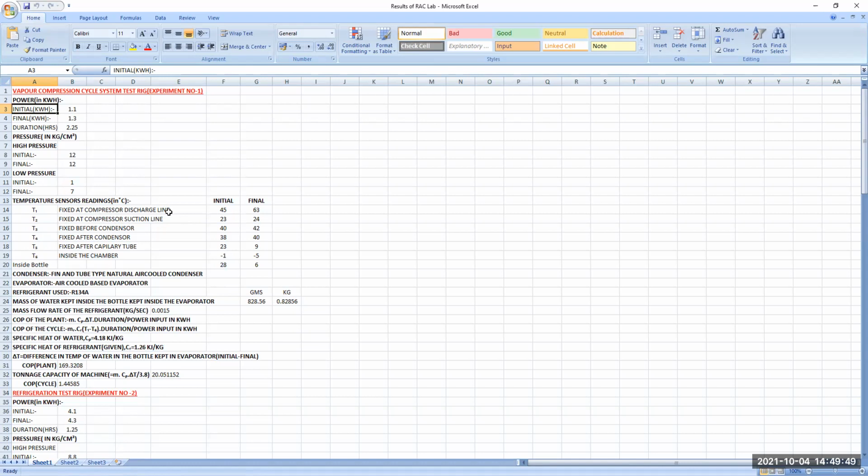So T1, which is the highest temperature in the system, is 45 degrees centigrade, and finally after 2 hours it becomes 63. The inlet pressure of the system is 23, so it remains more or less the same, initial and final. Next, T3 is fixed before the compressor, with the temperature of the refrigerant going inside the compressor in vaporized state. That is 40 degrees, and it doesn't change much, but becomes equal to 42.